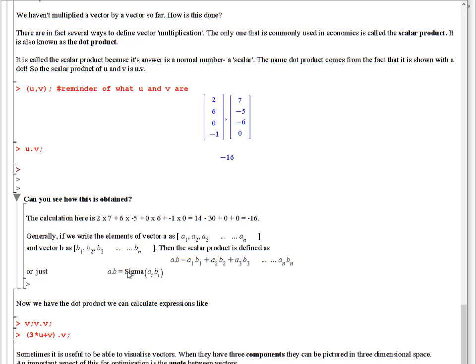Another way of writing a dot b is it's a shorthand for sigma ai bi, which we'll meet in the section on statistics.